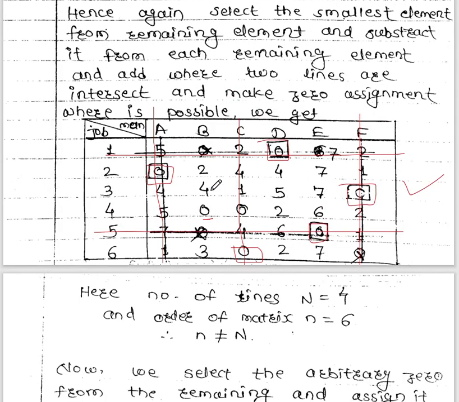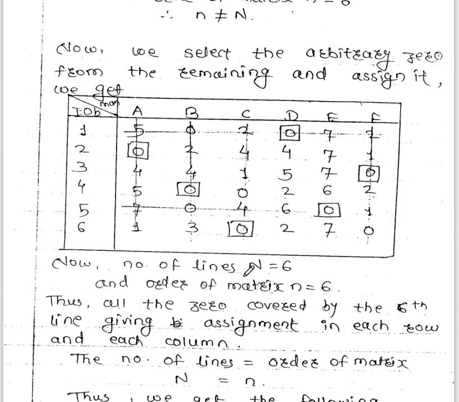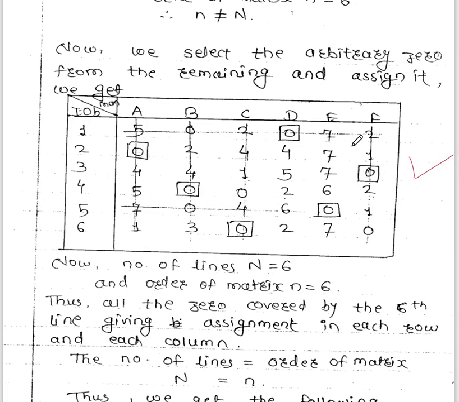If you add and subtract this 0 from the remaining elements and from the doubly crossed cells where the lines intersect, there will be no change. So again you will come back to these steps. In this way we can obtain this table. Again you can go column wise, row wise, column wise, row wise.